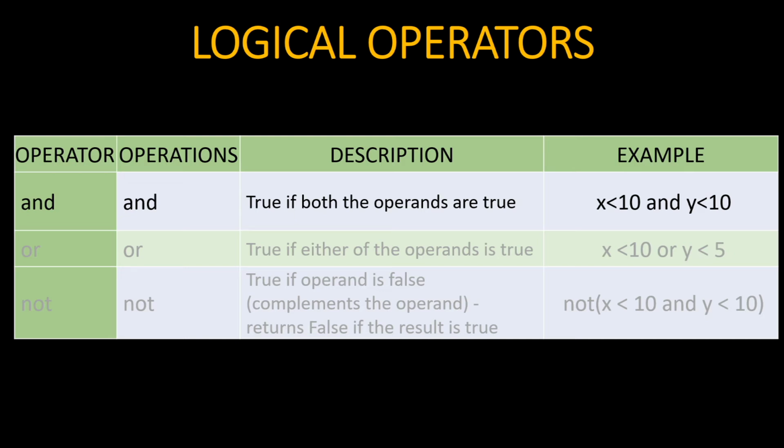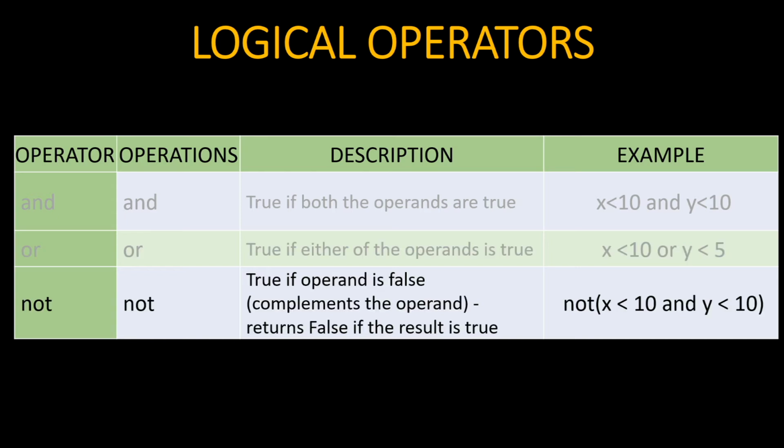Our next is or. The or operator returns true if either of the operands is true. Our next is not. The not operator returns true if the operand is false. That means it returns false if the result is true. So let's take a look at each and every operator in Spyder.